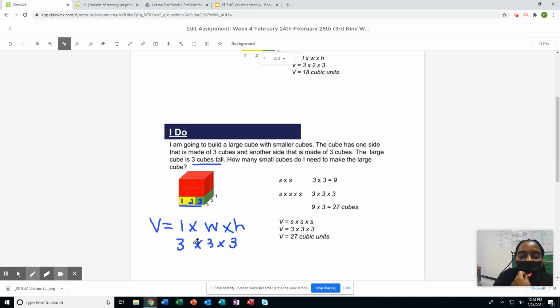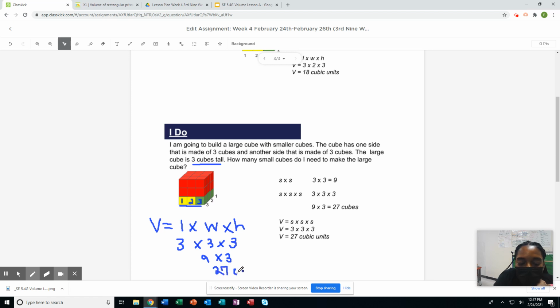And now we have our problem. 3 times 3 times 3. So 3 times 3 is 9. We bring down the rest of our problem, which is our 3. And now we can multiply 9 times 3. And 9 times 3 is 27.